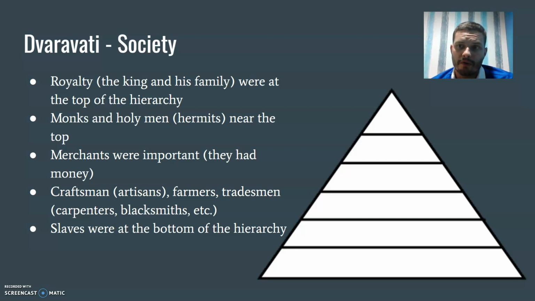Slaves, of course, would have been at the very bottom, and there were slaves throughout the Dvaravati society as well. So of course you've got the king at the very top, and much like the Egyptian example, you would have slaves at the very bottom.